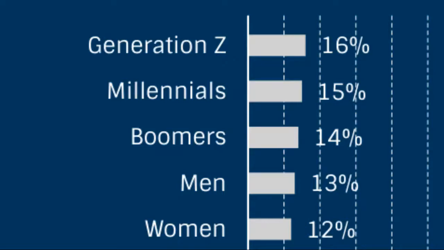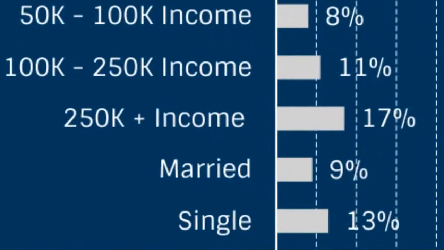Boomers only agree with each other 14% of the time, men 13%, 12% for women. The best we could find is people who earn $250,000 a year or more. They agree with each other 17% of the time, which still means it's just a little bit over 80% of the time they disagree with each other on everything.